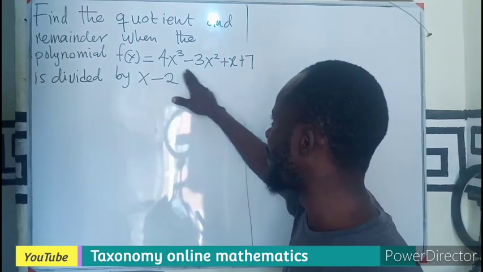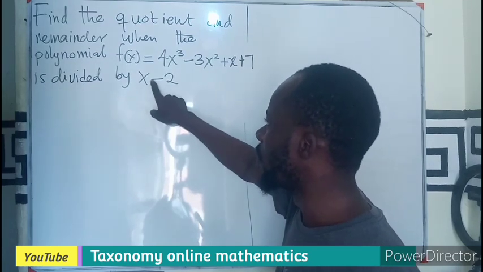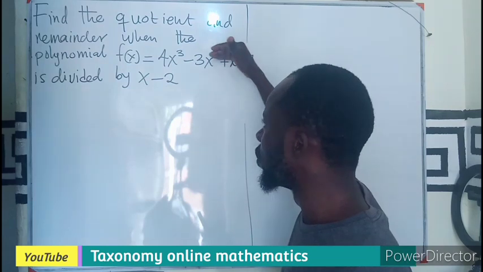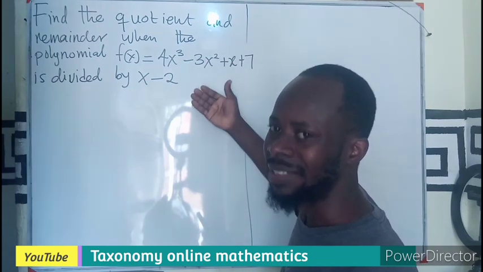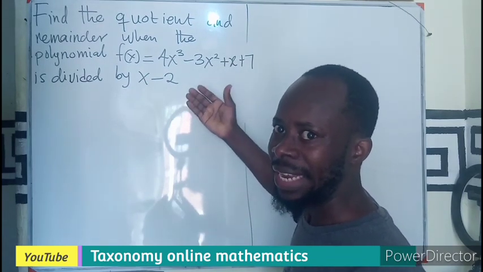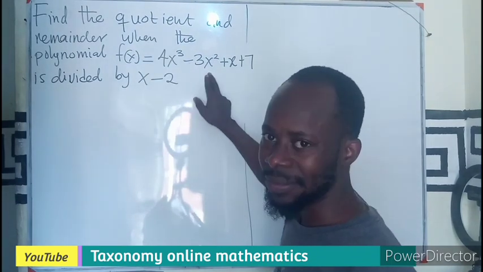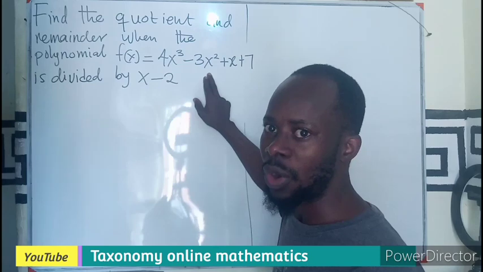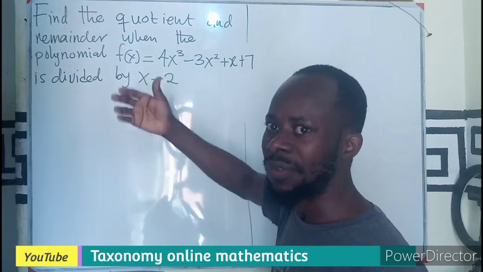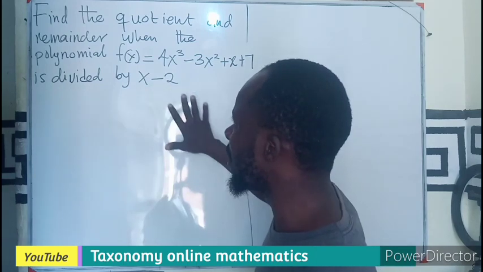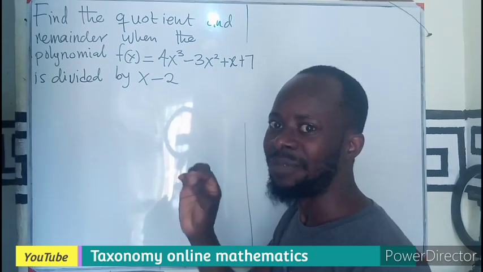So if I'm to find the remainder, I'm just to find the zero of the linear divisor, put it into the function and get that answer. That will be the remainder. But in this case, I also need the quotient when this is divided. So it means we can also go for long division. But we have treated long division in the previous edition. So in this question, we want to use synthetic division.